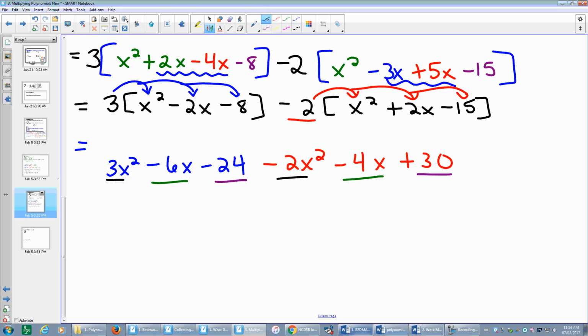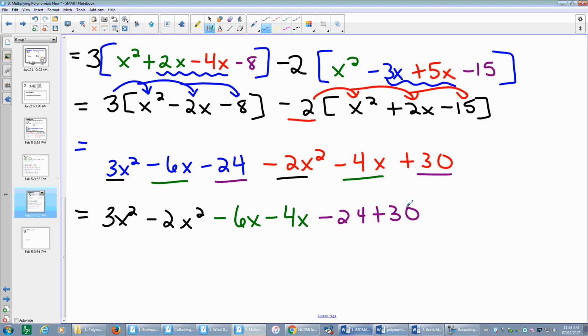So on my next line, I am going to write 3x squared minus 2x squared minus 6x minus 4x minus 24 plus 30. And then I get, as my final answer, 3x squared minus 2x squared gives me 1x squared. Negative 6 minus 4 gives me negative 10x. Negative 24 plus 30 gives me positive 6. And then that would be my final answer for that.